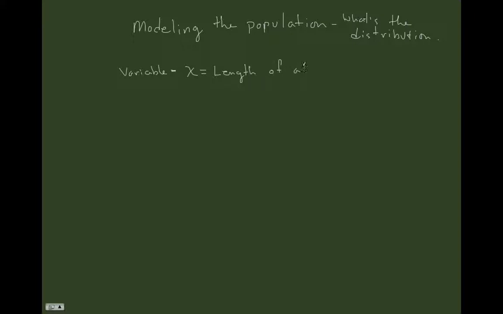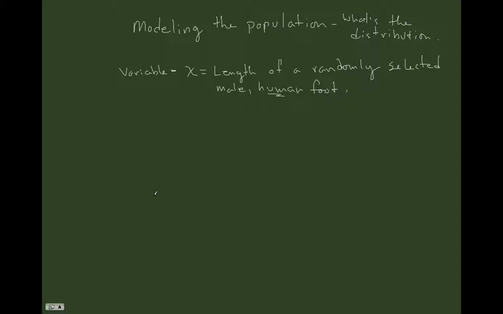I'm going to say x is the length of a randomly selected, so there's that word random coming up, randomly selected male human. And remember, I'm assuming human because the null is true. Bigfoot does not exist. The foot is a human foot. The footprint I found came from a human foot.